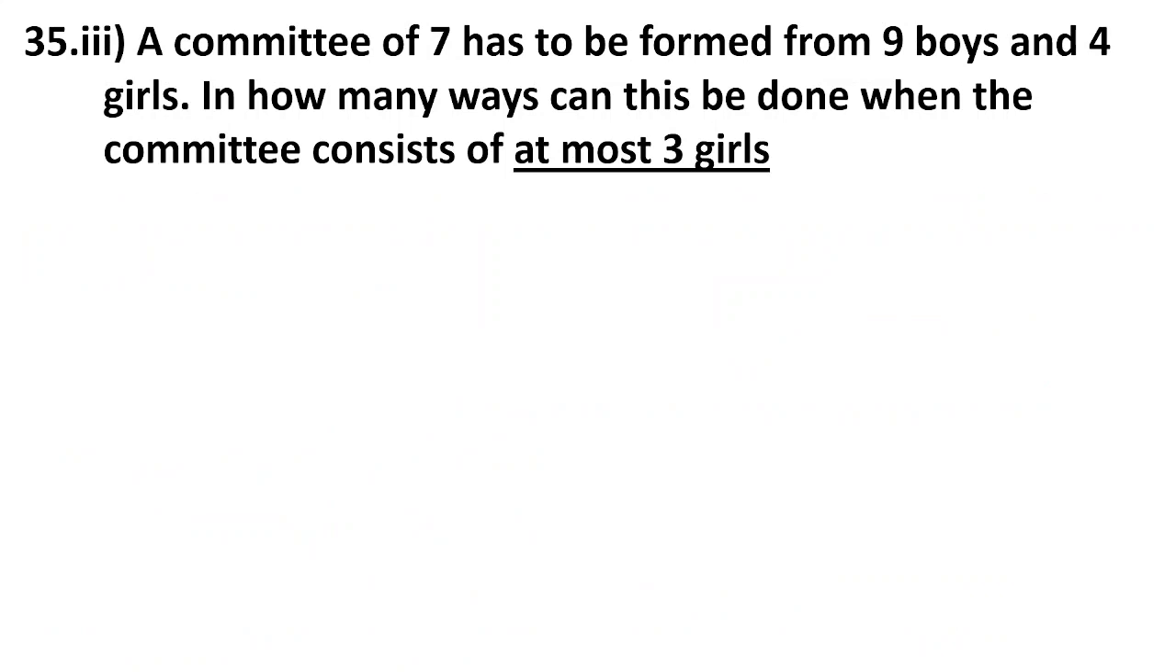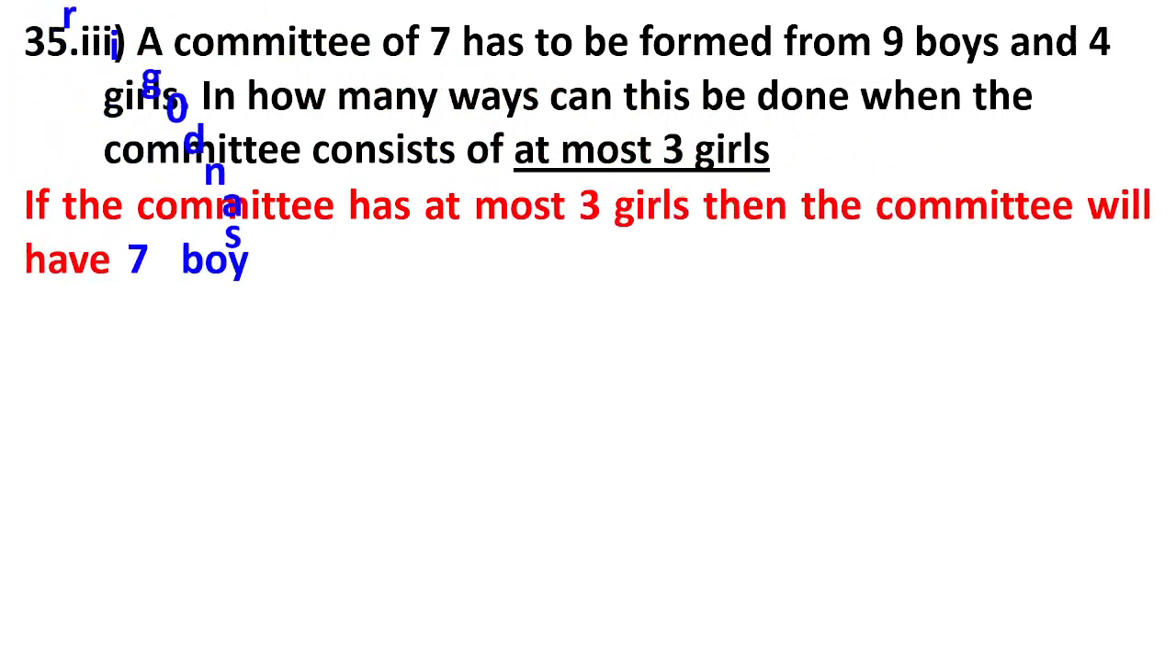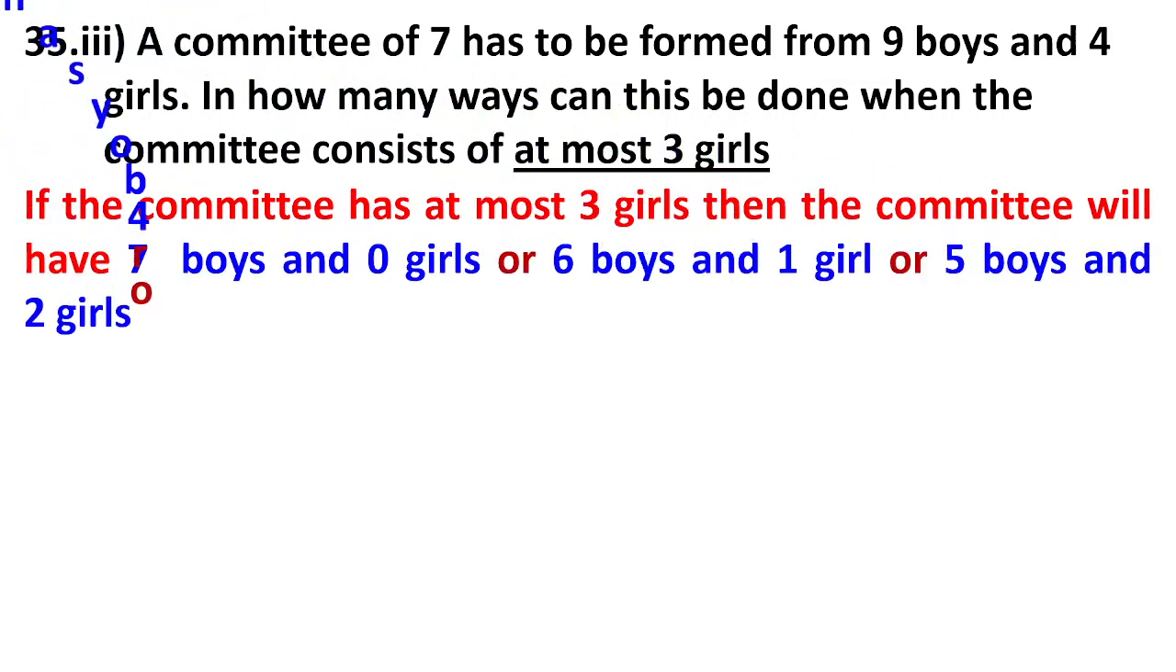At most 3. What is the meaning of at most 3? We have to start from 0, go to 3. Therefore, if the committee has at most 3 girls, then the committee will have 7 and 0, 6 and 1, 5 and 2, 4 and 3. That is 7 boys and 0 girl, 6 boys and 1 girl, 5 boys and 2 girls, and 4 boys and 3 girls. We have to explore all the possibilities of constructing 7 members with at most 3 girls.